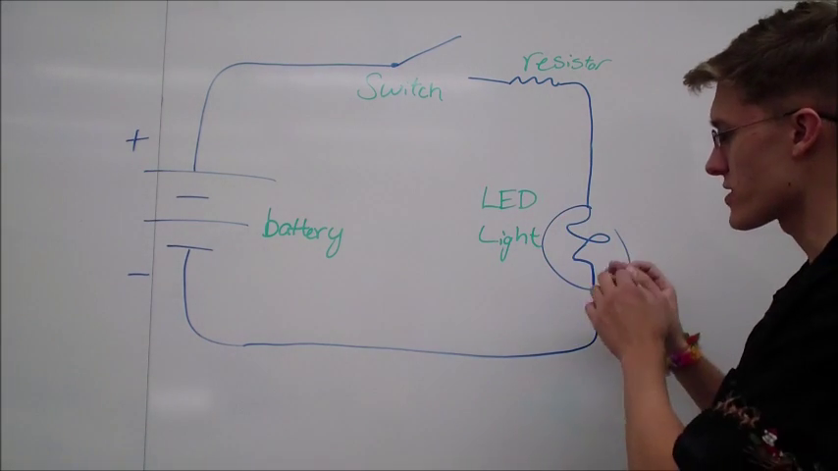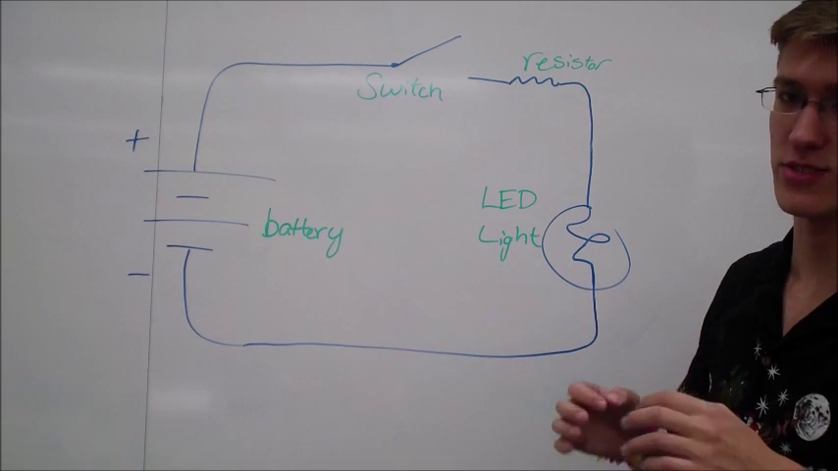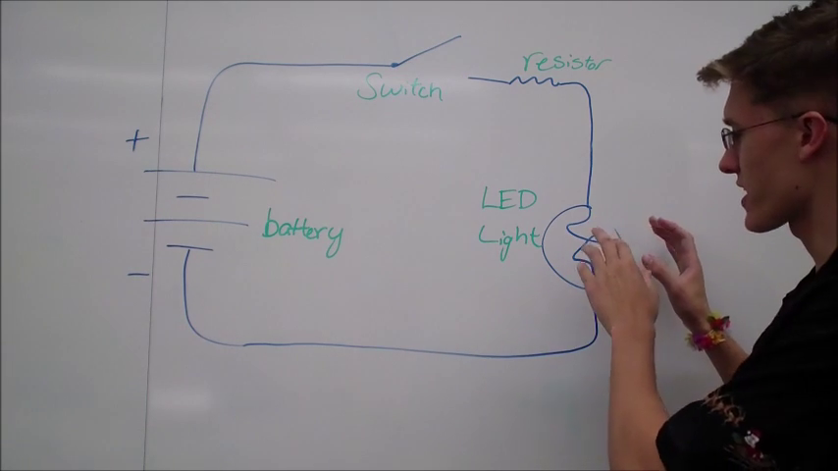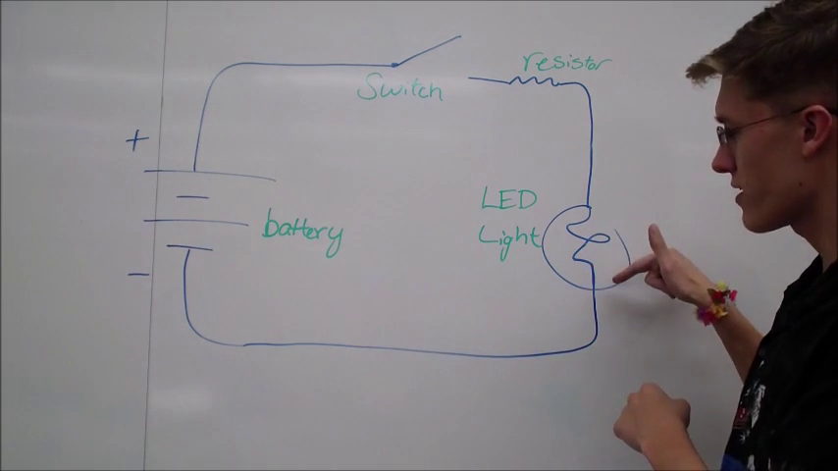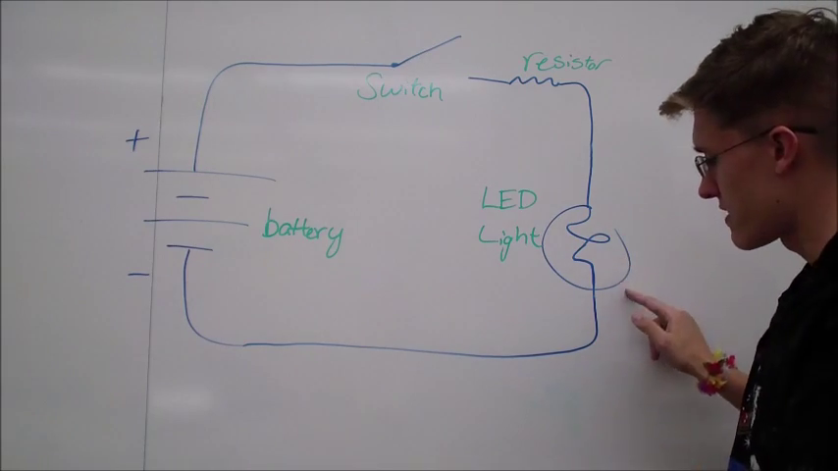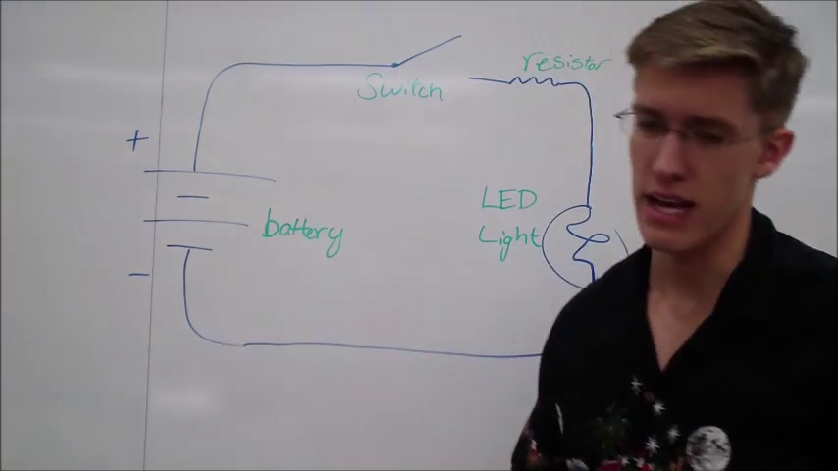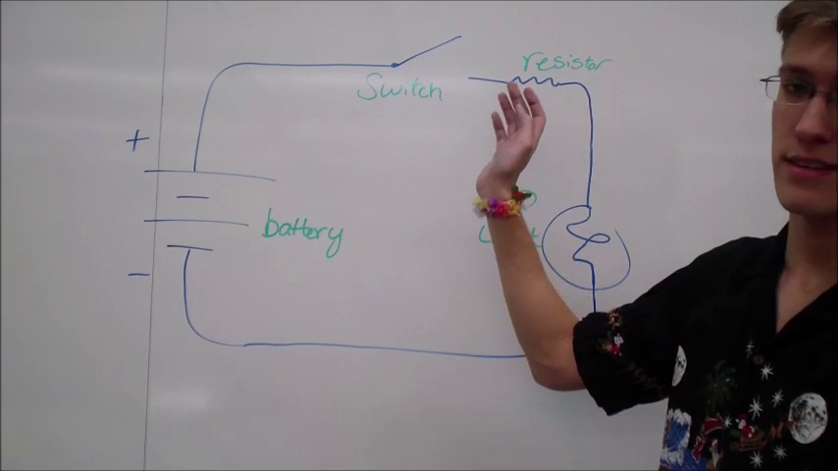This is the goal. This is the end. We need to light this light. So this is the important part of the circuit. The electrons go through here, create light, and then they loop back around into the battery and cycle through again.